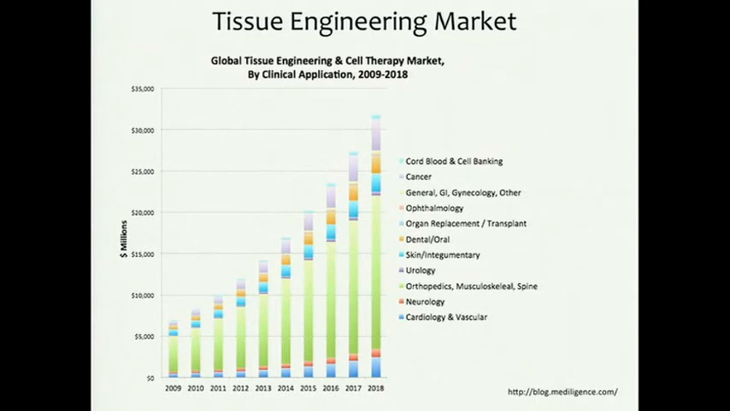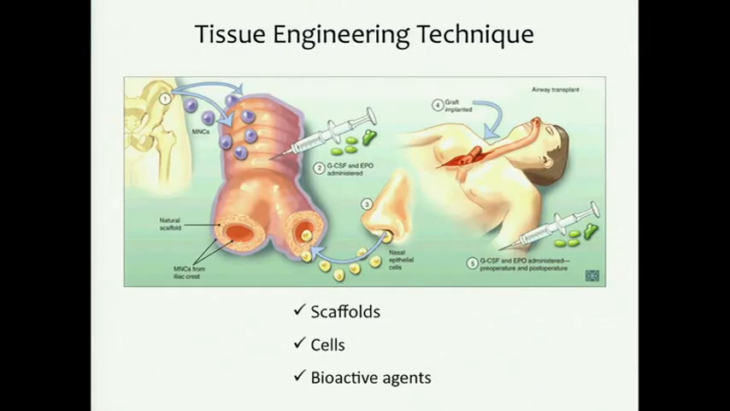So the tissue engineering market is growing exponentially, and the green bar here is orthopedics. There is lots of research going on, and lots of money is being paid on orthopedic applications. So how is it happening? We have three major components: scaffolds, cells, and bioactive agents. In the trachea technique that I showed you before, people produced a scaffold that mimics the patient's trachea, put cells on it, grew it, and then implanted it back.